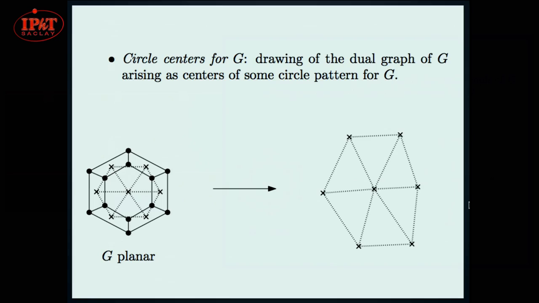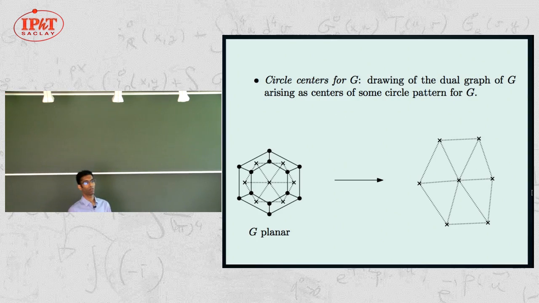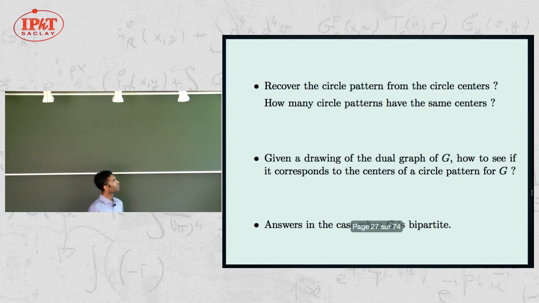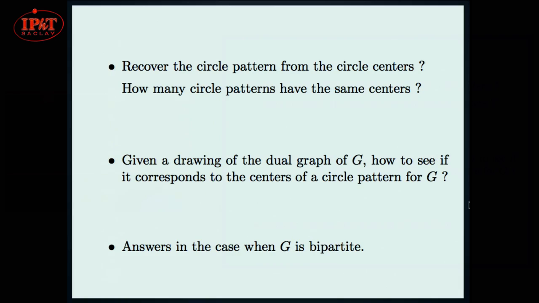But you have here less information than in the whole circle pattern for G because you only have the position of the centers. Whereas in the circle pattern for G, you had the position of the centers and the radii. And here again, I insist, I just require that I have a drawing of the dual graph of G, not necessarily an embedding of the dual graph. And so the question is, I have less information with the centers than with the entire circle pattern, how much information am I losing? For example, can I recover the entire circle pattern from just the data of the circle centers?